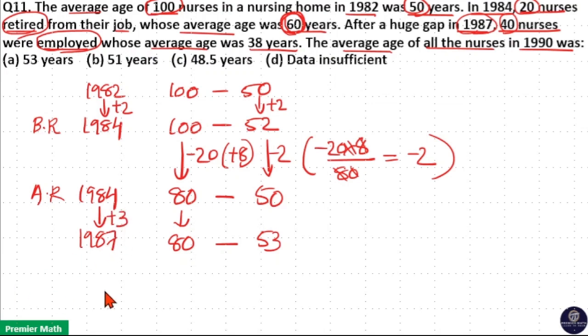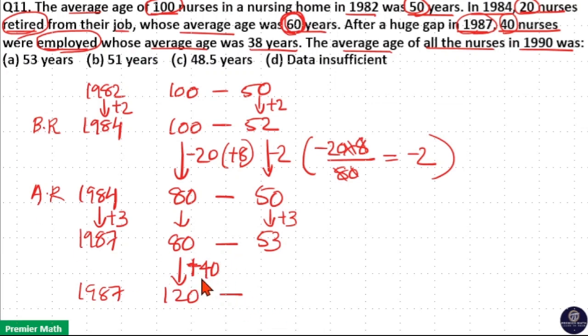84 to 87, 3-year increment. So the average also increases by 3. 50 plus 3, 53. Now after joining 40 people in 1987, employees become 80 plus 40, 120. And the average of these 120 people will become 53 plus the difference in average. Here we need to find out the difference in average.